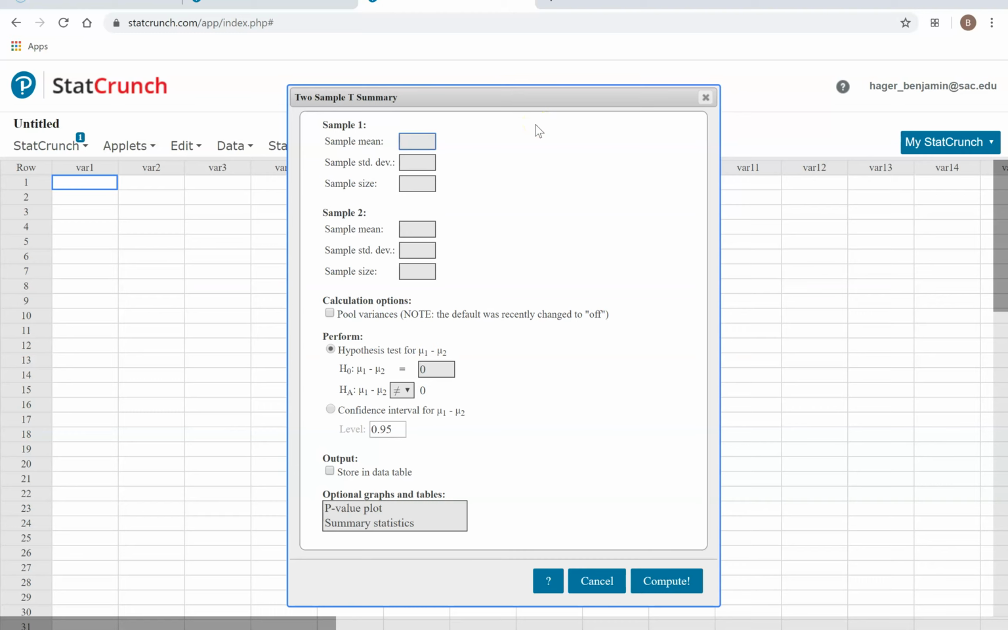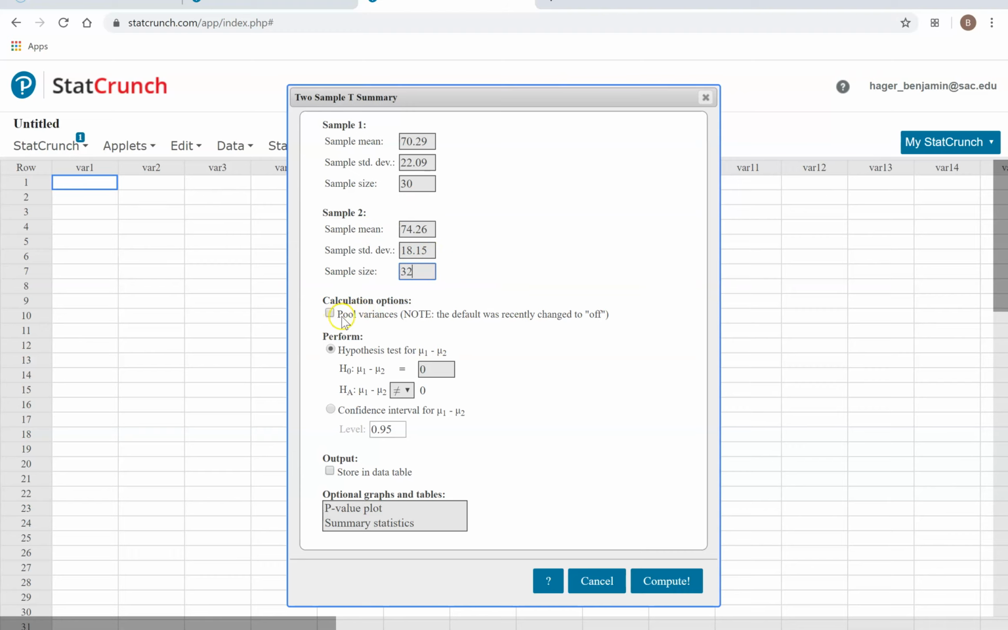They had a sample mean of 70.29, sample standard deviation of 22.09, and a sample size of 30. My non-proctored group had a mean of 74.26, standard deviation of 18.15, and a sample size of 32. Okay.